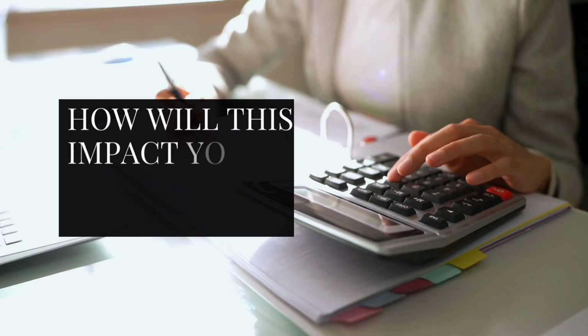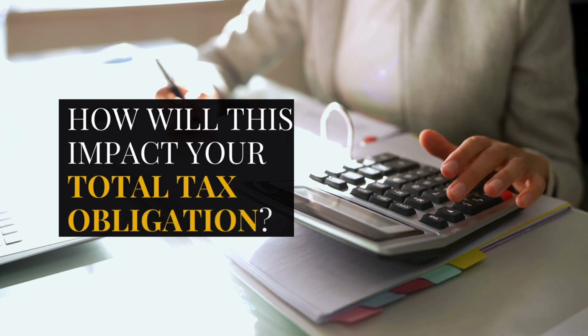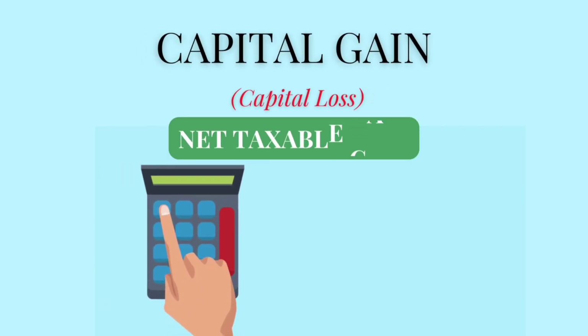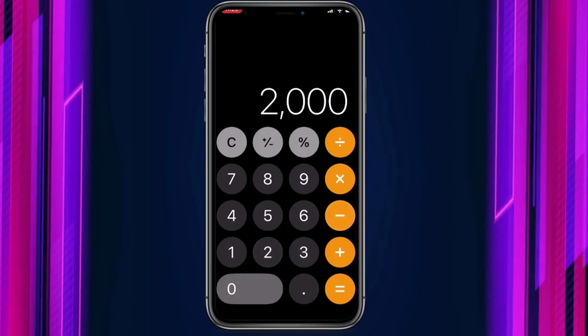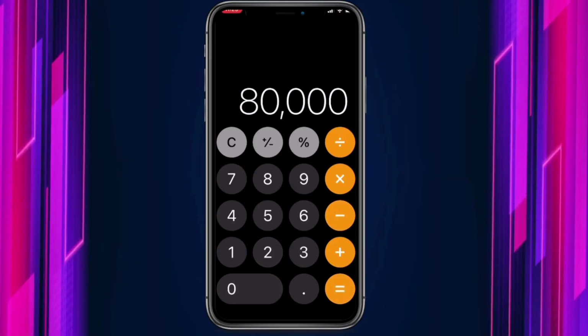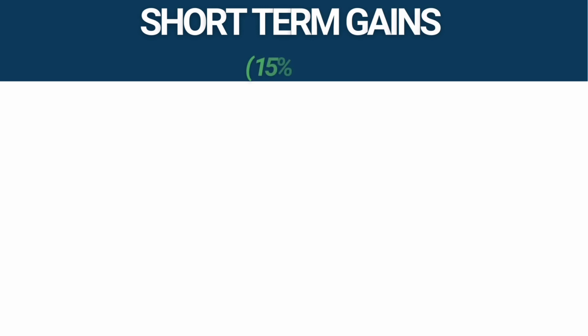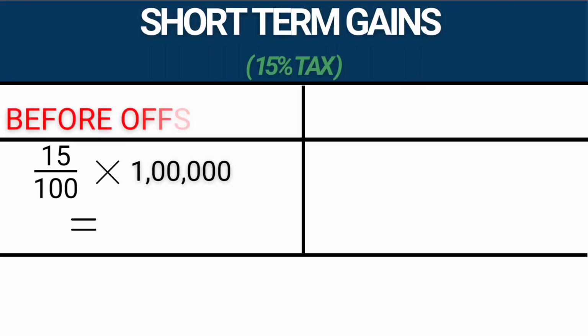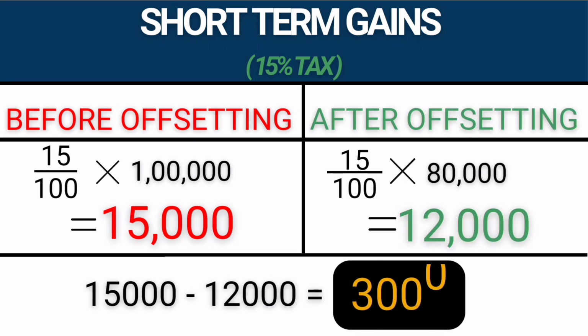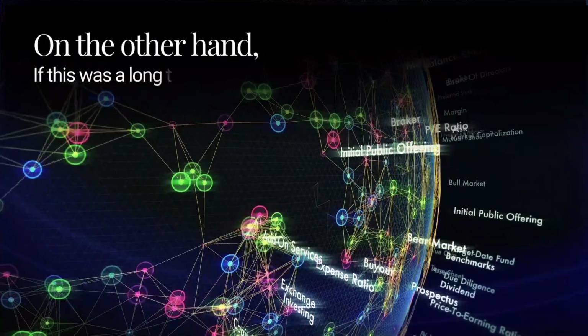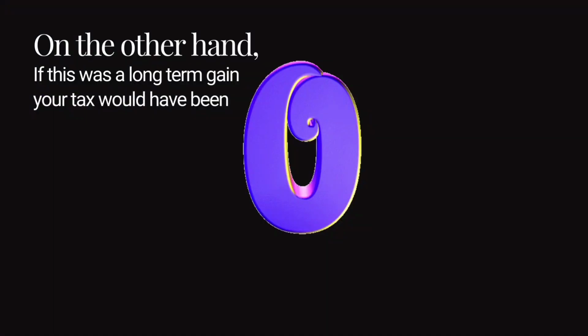How will this impact your total tax obligation? By offsetting your capital loss against your gain, you arrive at your net taxable income, which has been reduced from 1 lakh to 80,000. Let's assume the stocks were sold within 12 months. That's a short-term gain. Your tax obligation before offsetting the loss was 15,000, which has now been decreased by Rs 3,000. On the other hand, if this was a long-term gain, your tax would have been zero.